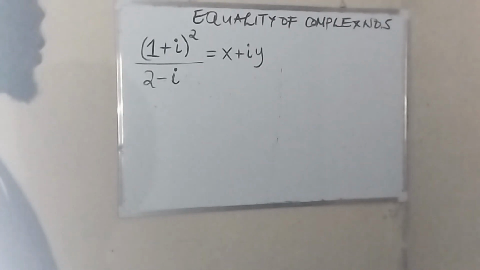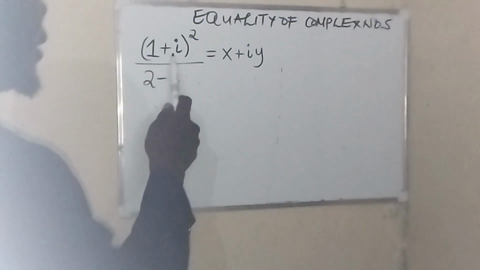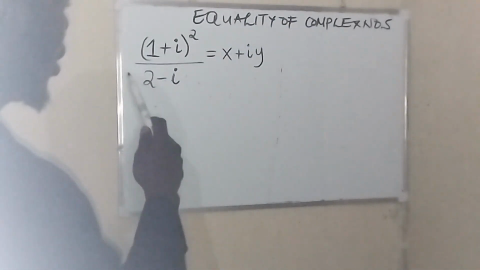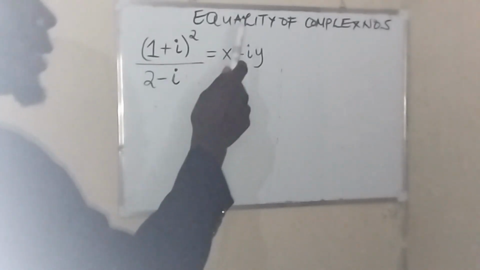We have this example: (1 + i)² over (2 − i) is equal to x + iy.